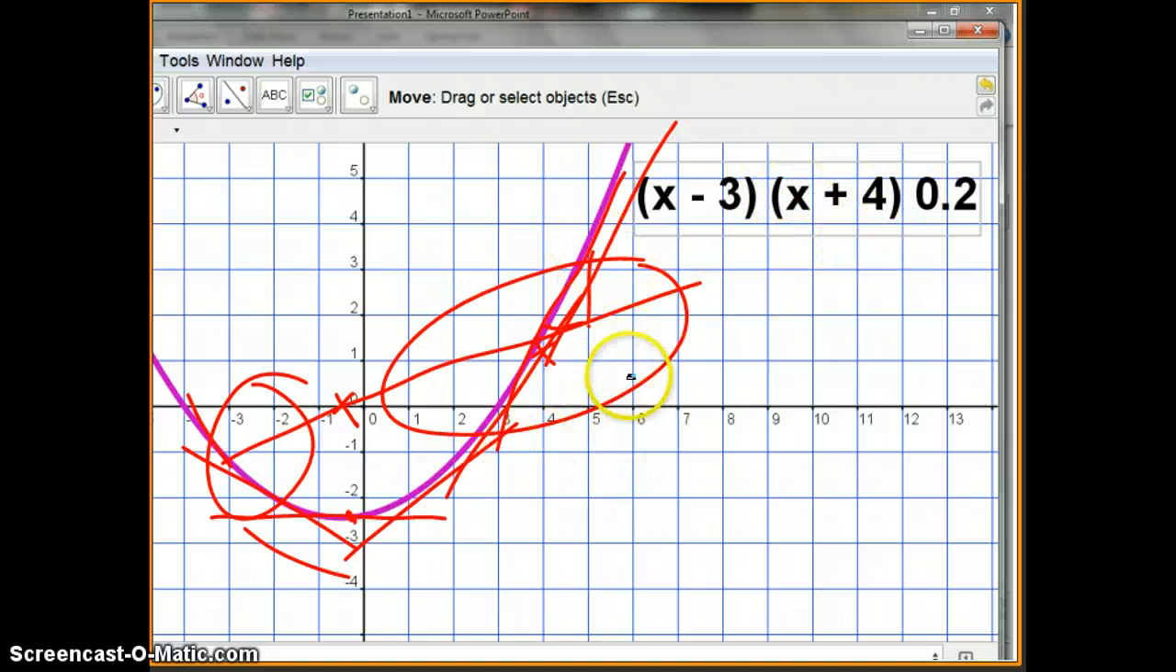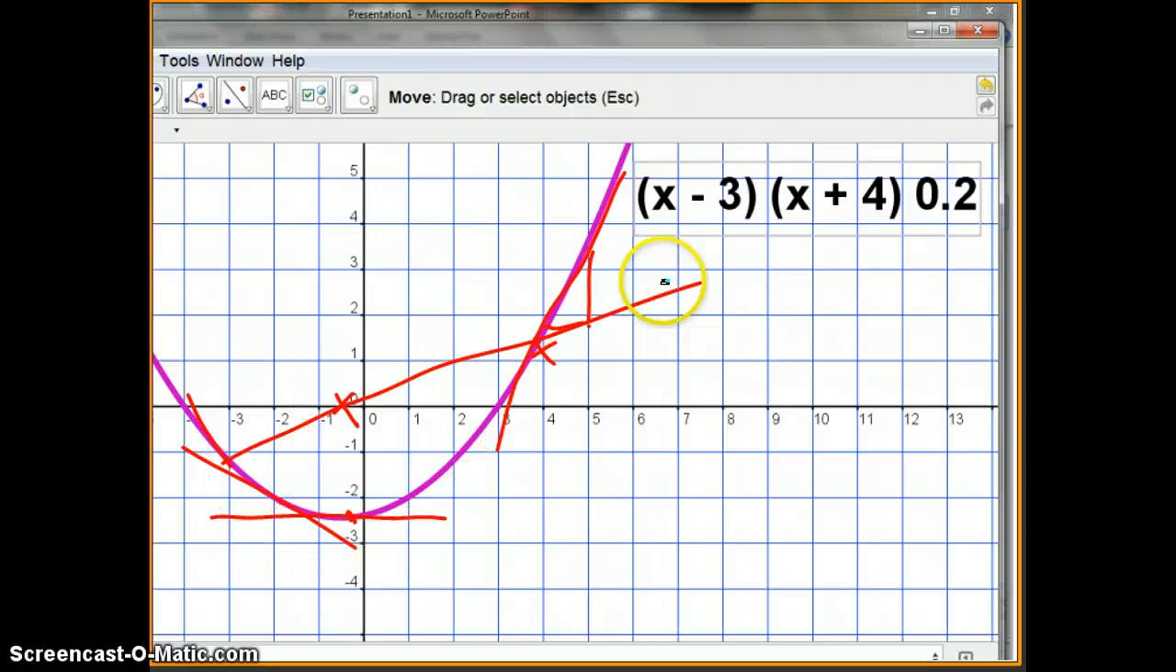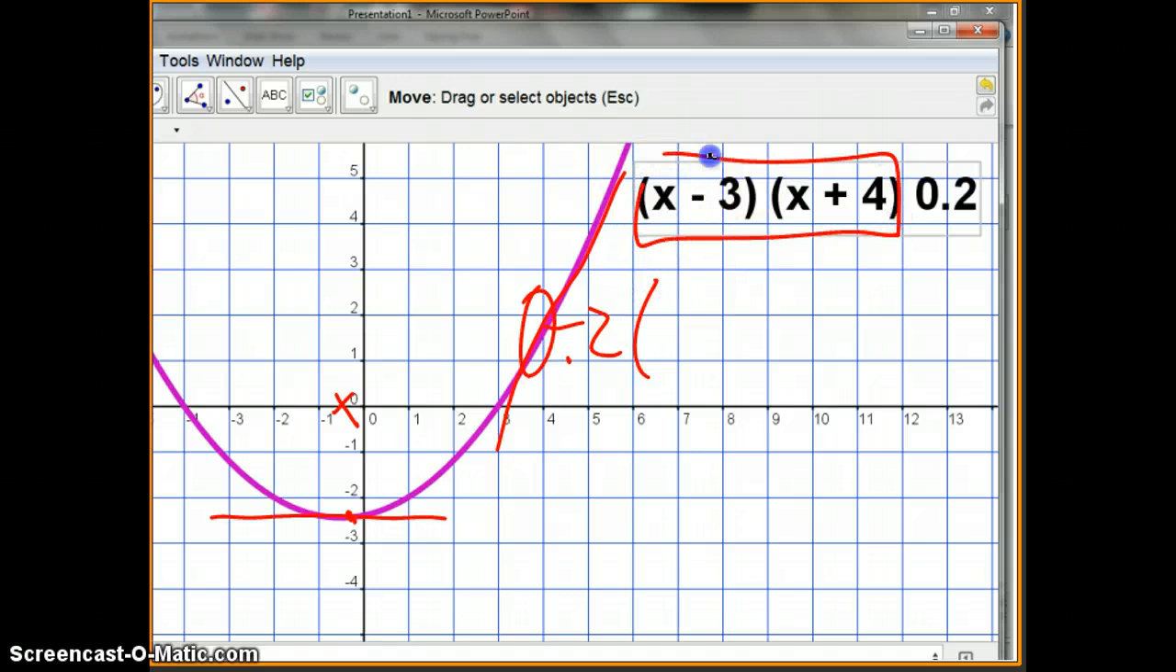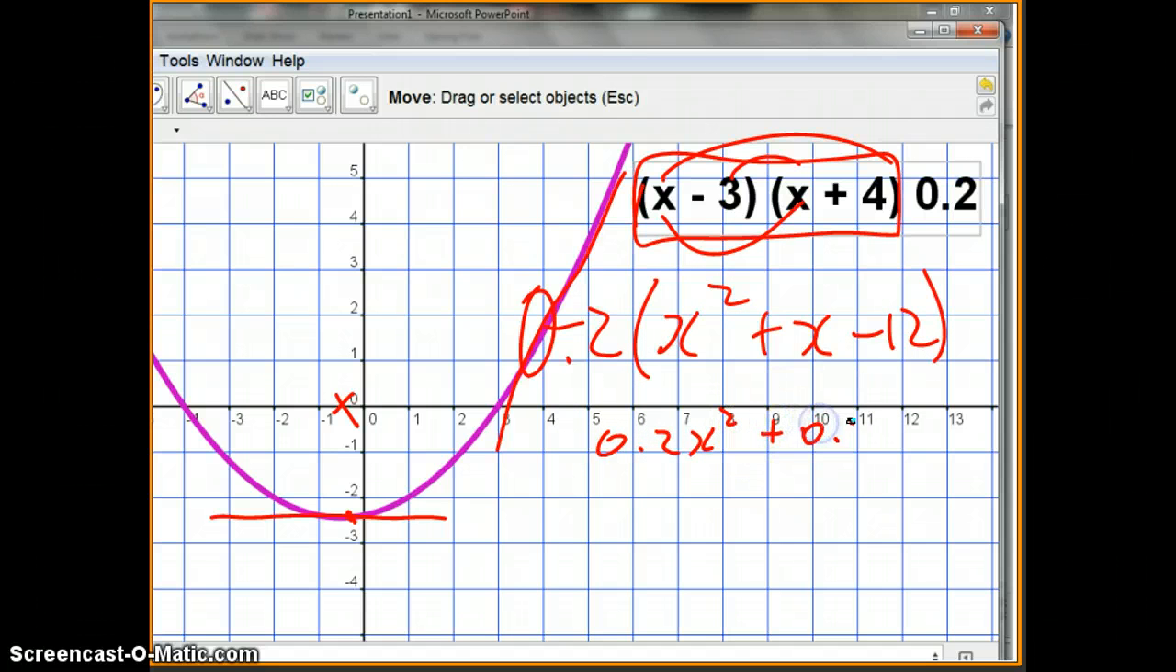Okay, I'm going to leave the 0.2 at the front. So I'm going to have 0.2, and then I'm going to expand this here. So I'm going to have x squared minus 3x plus 4x, so that's going to be plus x minus 12. The whole thing's times by 0.2, so 0.2x squared plus 0.2x minus 2.4. So that's my f of x.